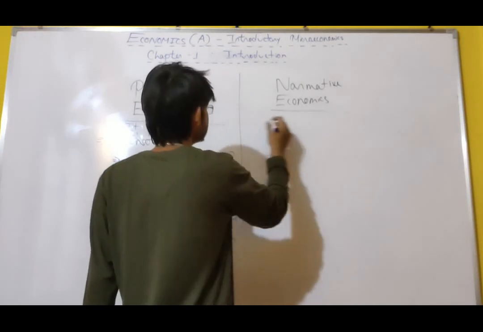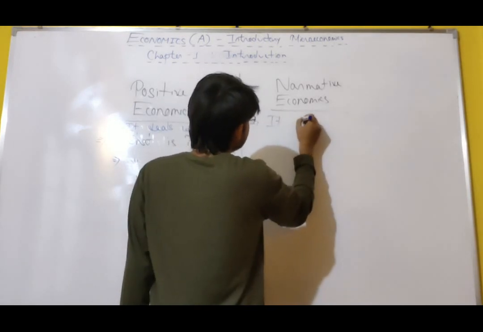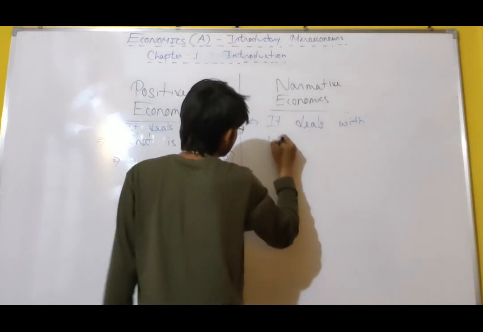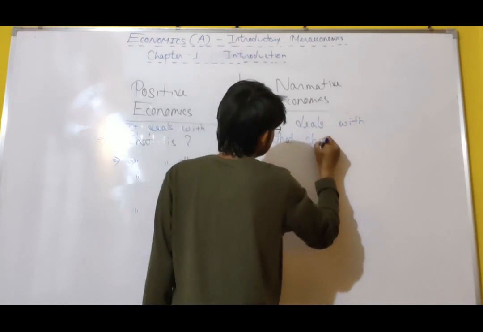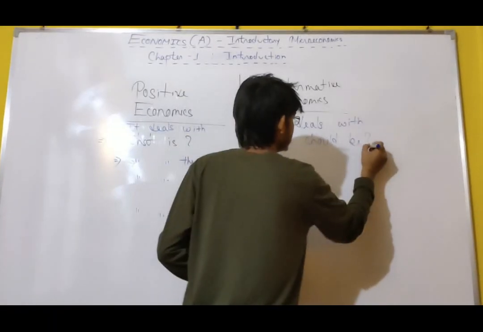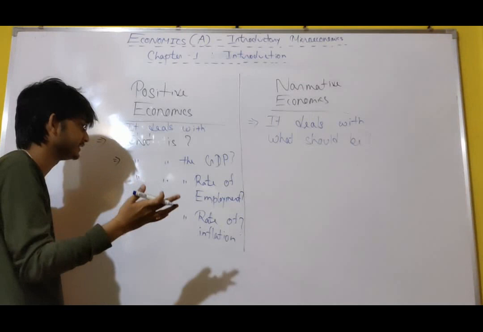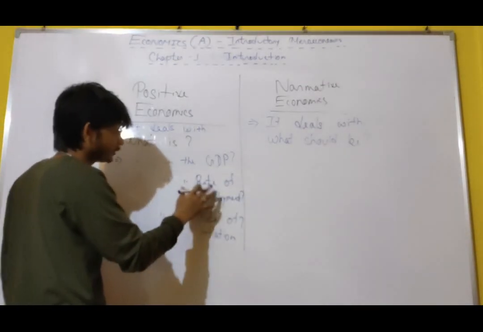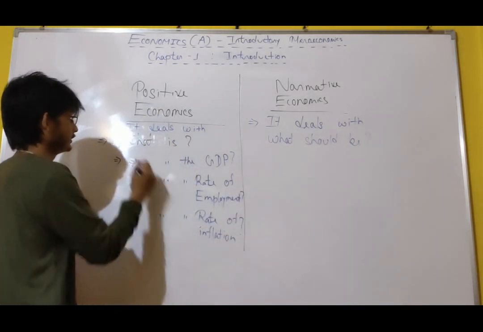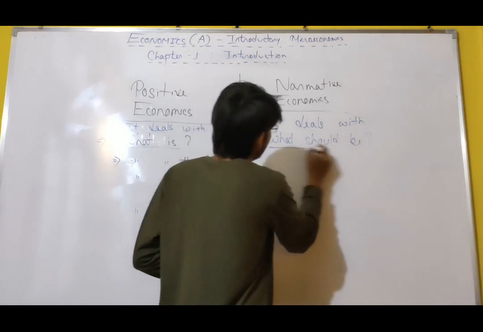And in normative economics, we deal with what should be. Like, what should be the GDP? Here it was what is GDP. Here it will be what should be the GDP. Here it will be what should be the rate of unemployment. Again, what should be the rate of inflation. Positive economics deals with what is, and normative economics deals with what should be.